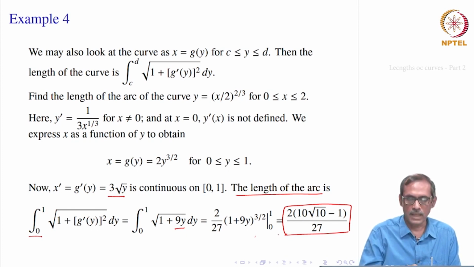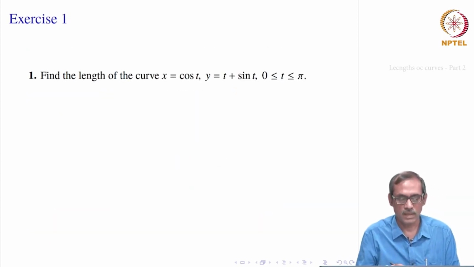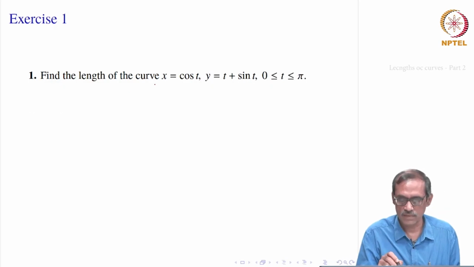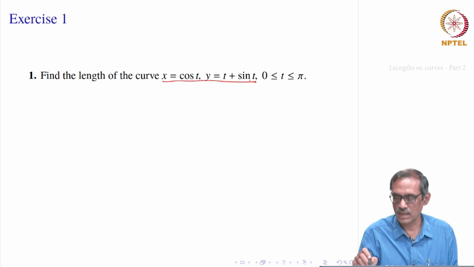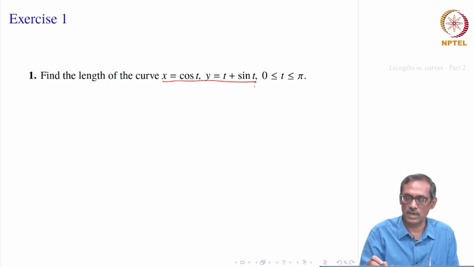Okay. So, let us take on some more problems. Find the length of the curve x equal to cos t, y equal to t plus sin t, where t varies from 0 to pi. So, this is the portion of that curve, t varying from 0 to pi, it is given in parametric form already, and the limits for t are also given.